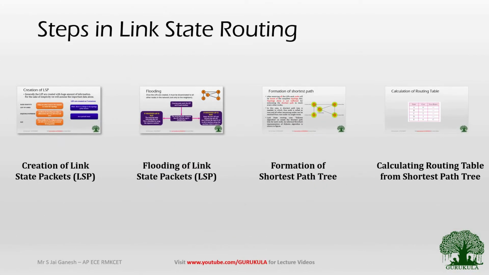So now looking into the various steps involved in link state routing, we have 4 different steps to be followed. The first one is each and every node will create the link state packet. In the second step, the created link state packet has to be flooded to its neighbors. The third step is the formation of the shortest path tree. And finally, we need to compute the routing table from the shortest path tree which is created in the previous step. So now let us get deeper into each and every step.